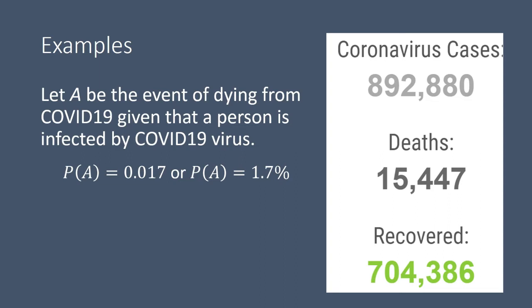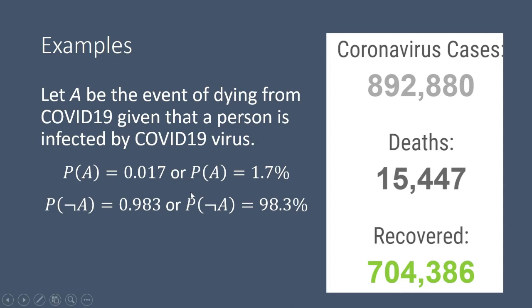Or in layman's language, most people are not comfortable with describing the probability in terms of decimal numbers. They prefer it to be given in percentage, or in percent, I mean. So the probability that a person will die from COVID-19 given that he or she had been infected is 0.017 or 1.7%. And where did that come from? Actually it came from this.